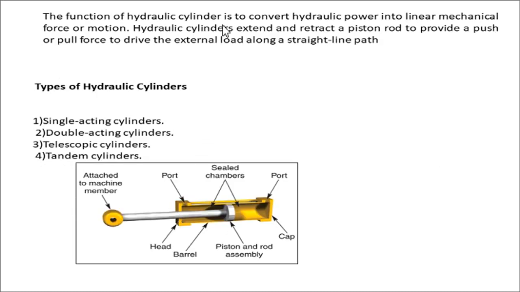So the function of a hydraulic cylinder is to convert the hydraulic power into linear mechanical force or motion. The hydraulic cylinder extends or retracts a piston and piston rod, which provides a push or pull type of force to drive the external load along a straight line path. So to discuss actuators in detail, first we will consider the basic model of a hydraulic cylinder.